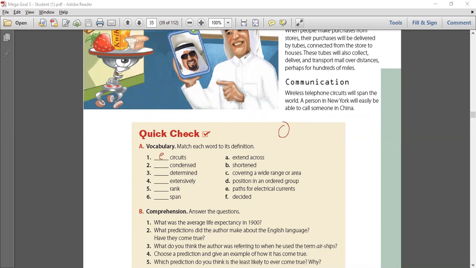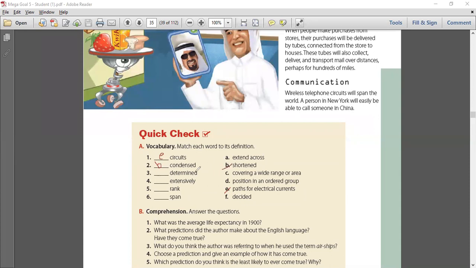Condensed. He said in the passage that English is going to be a language of condensed words. What is the meaning of condensed? Does that mean long words or what? Yes, Ranim. Short. Yes, shortened. Very good. So condensed words mean shortened words.